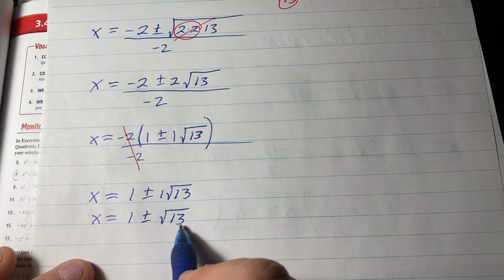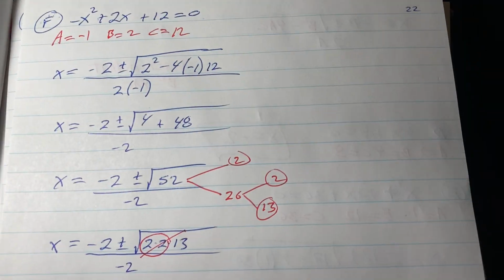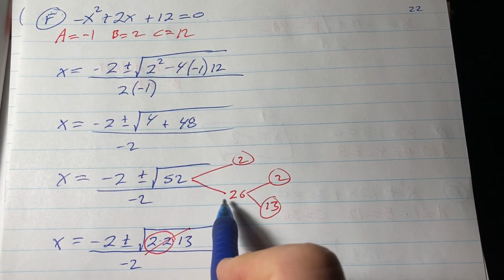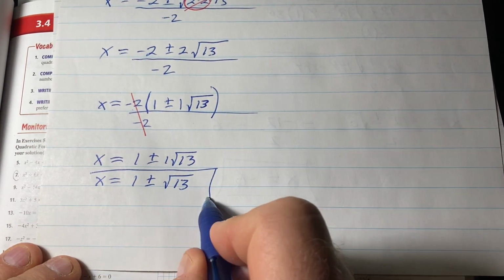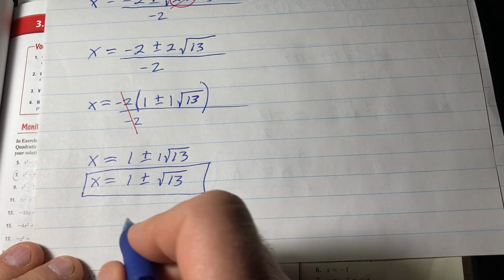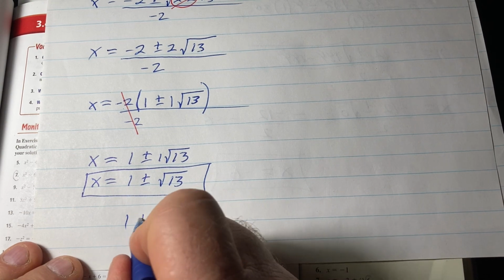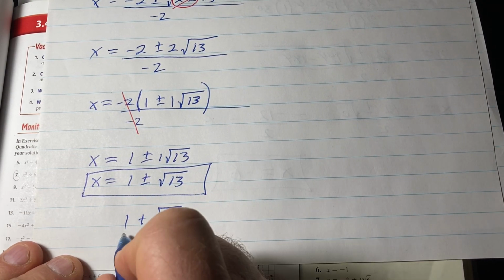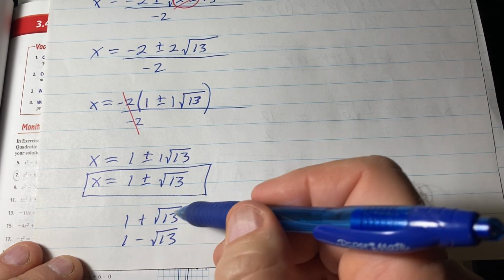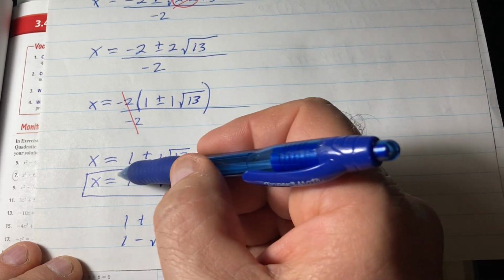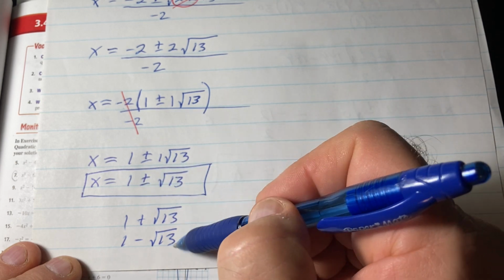Square root of 13 is prime, so that cannot be simplified. This could be simplified, so that's why I had to do the factor tree. This can no longer be simplified, so you actually have 2 answers right there. One answer is 1 plus the square root of 13. The other answer is 1 minus the square root of 13. So here are your 2 answers. This is just a faster way of writing those 2 answers.